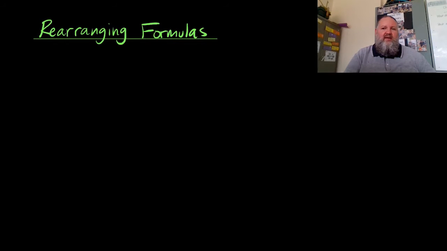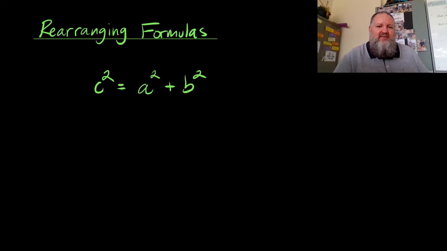Okay, let's talk about rearranging formulas. There's lots of formulas that we use in maths and in science. For example, here's a very famous one. C squared is equal to A squared plus B squared. Now, you may recall that this is all about when you're working with right-angled triangles.